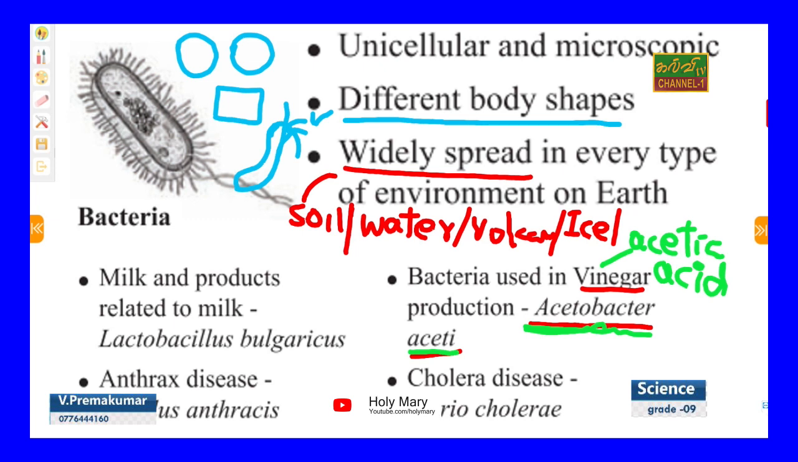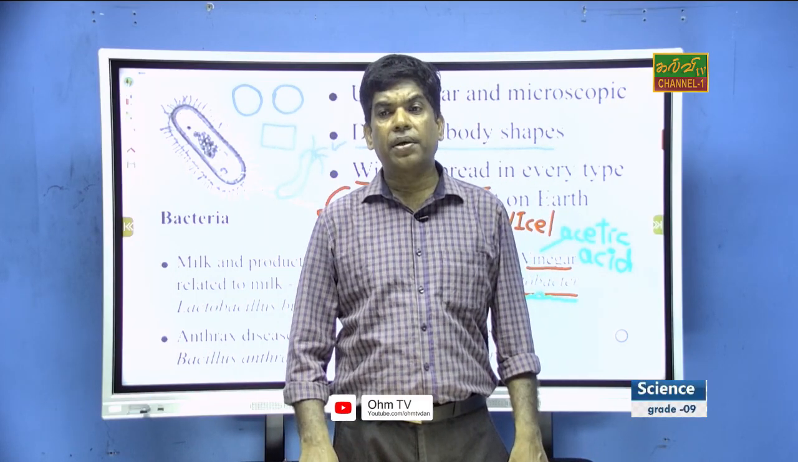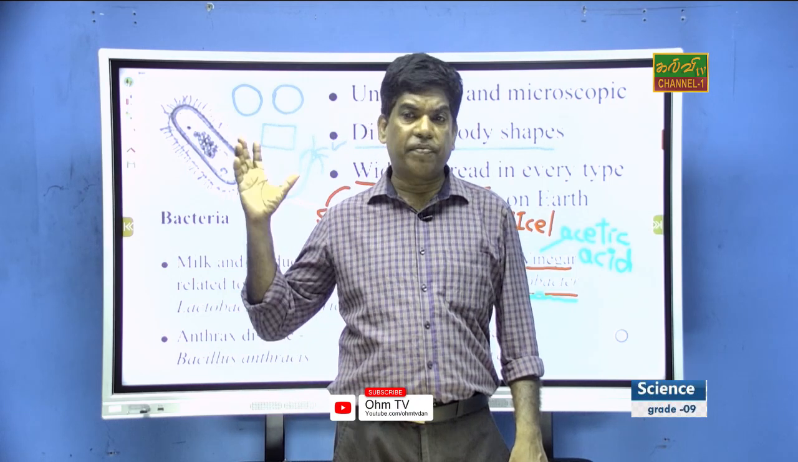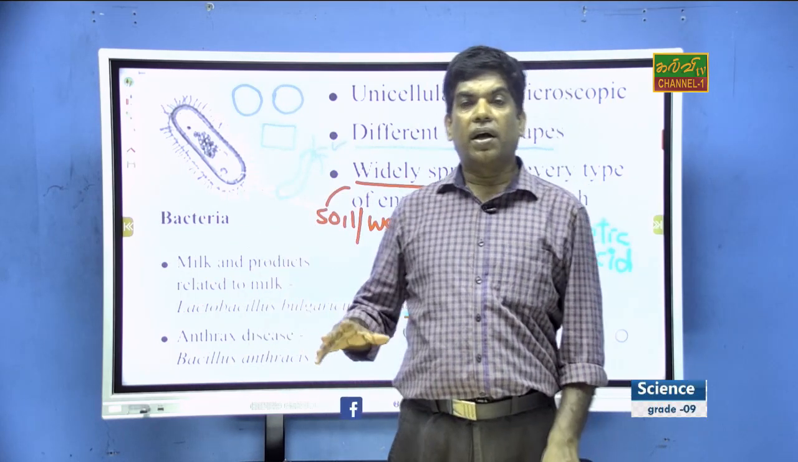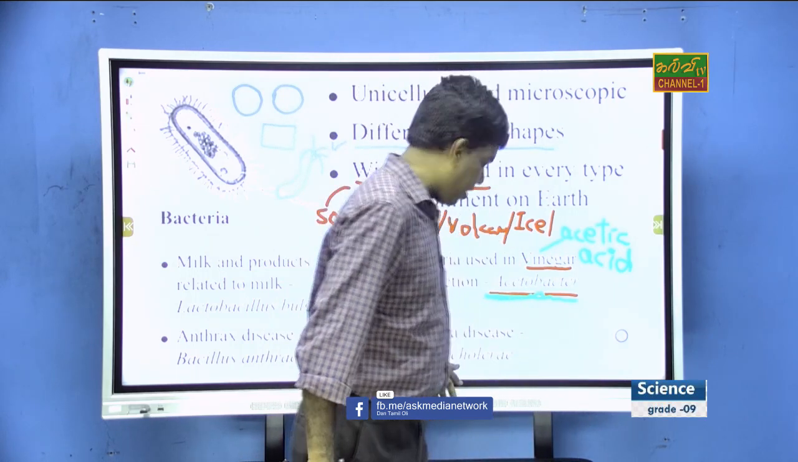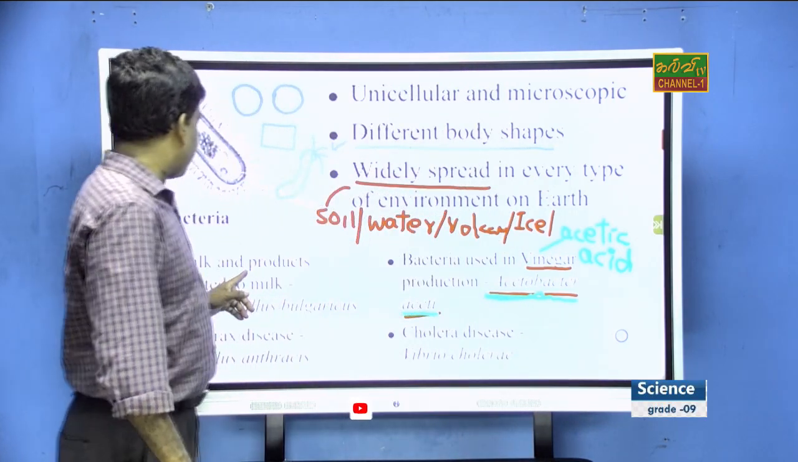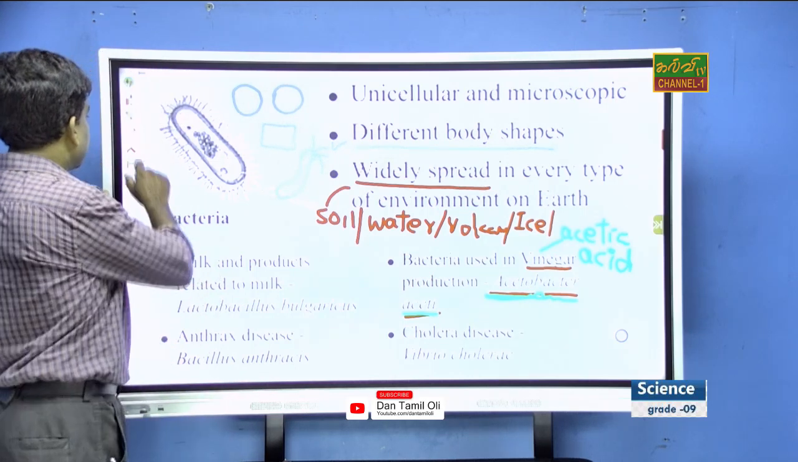Bacteria used in vinegar production: Acetobacter aceti. Cholera disease, caused by Vibrio cholerae, is like loose motion. It was a very endemic disease earlier, nowadays controlled in certain countries, but some African countries still see it. Another one is milk and milk products, Lactobacillus bulgaricus.